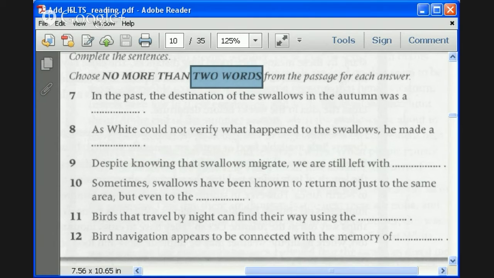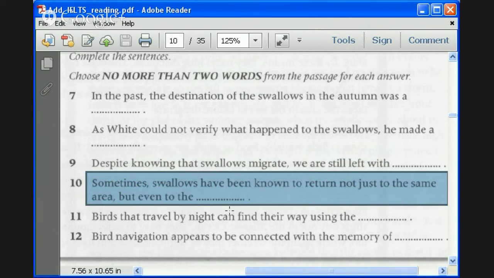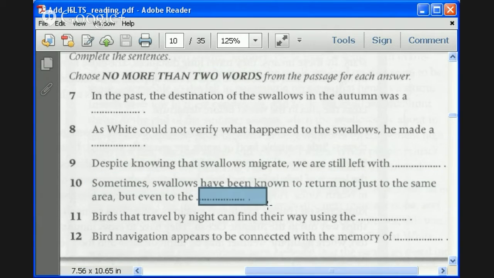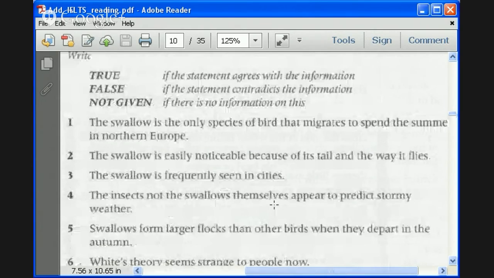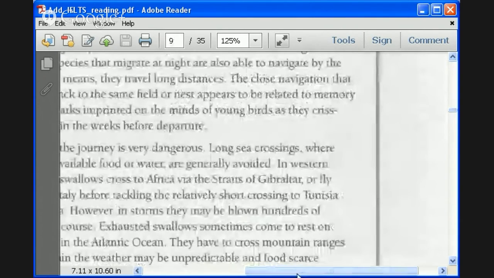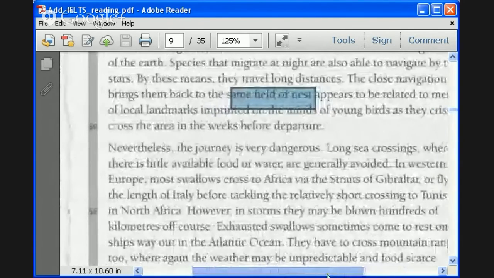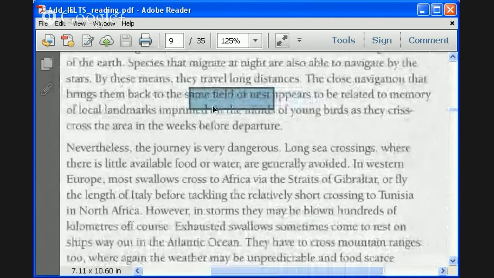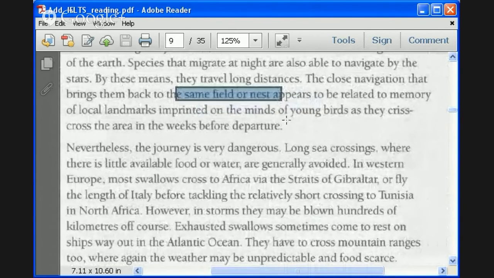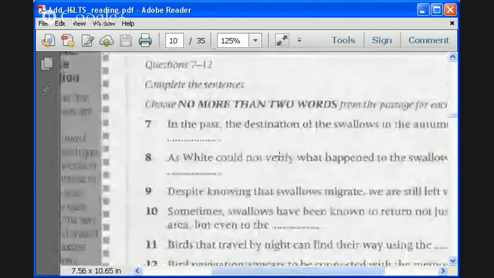Okay. Miriam. Next. Yes. Sometimes swallows have been known to return not just to the same area, but even to the same field or nest. Yeah, okay. You have a good guess, so you should, again, make sure. Oh, look. There it is. Brings him back to the, okay. Now, we got 4 words here. Yes. Okay, so what is going to be right?